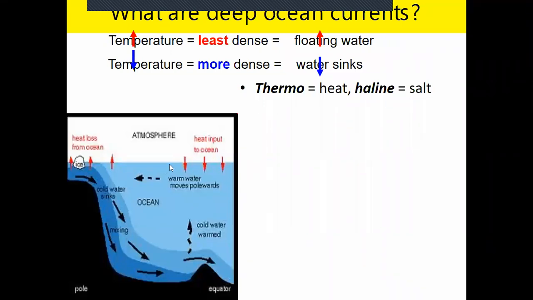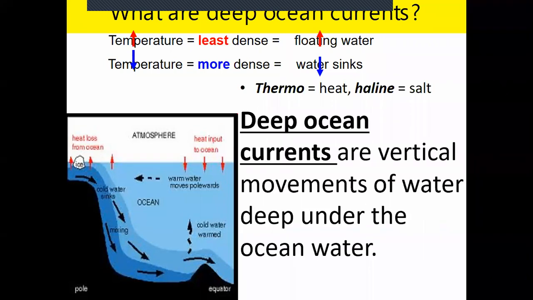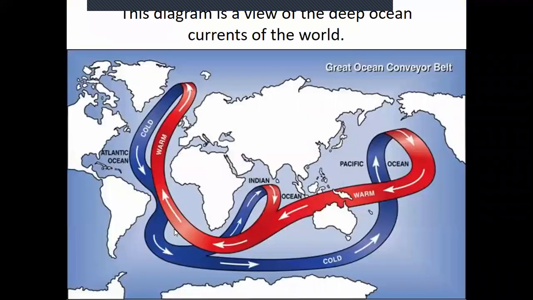Okay? Can you see that? You saw that in the video when she presented the two types of water. The deep ocean currents are vertical movements of the water deep under the ocean. So it's also the density causing the water to move vertically.